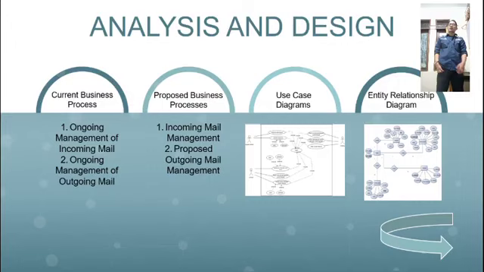Okay, for the analysis and design, for the current business process, we have ongoing management of incoming mail and ongoing management of outgoing mail. The proposed business process covers incoming mail management and outgoing mail management. The use case diagram used in this project I will show you in the next slide, also the entity relationship diagram.